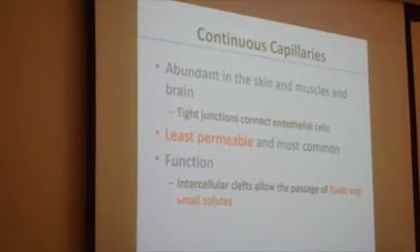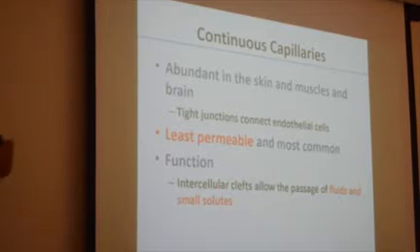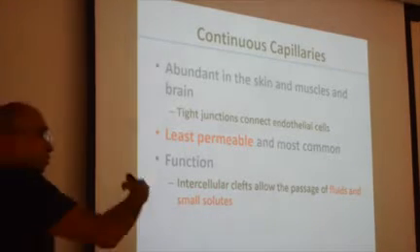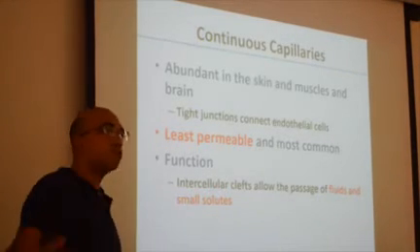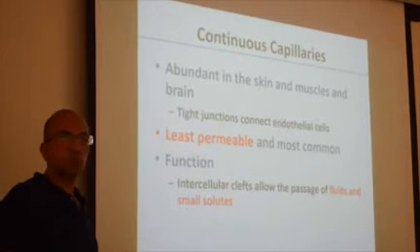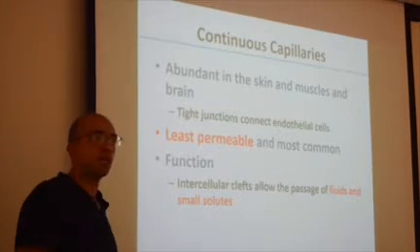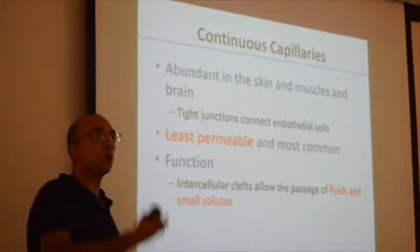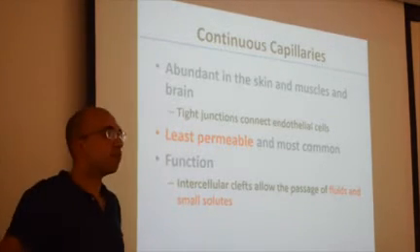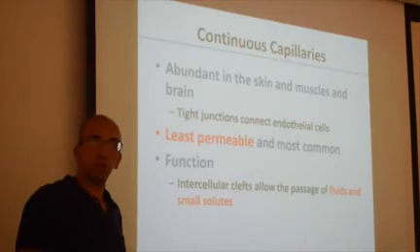Function here will allow the passage of fluid and small solids through the intercellular cleft. So you have small spaces between the cells of the capillaries that will allow fluid to pass from inside of your blood to the cells. I'm only allowing fluid, I'm only allowing small solids, not large particles. So you cannot pass glucose, for example, through continuous capillaries. I cannot allow protein to pass from the blood to the tissues through my continuous capillaries.